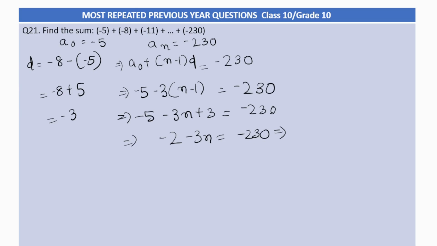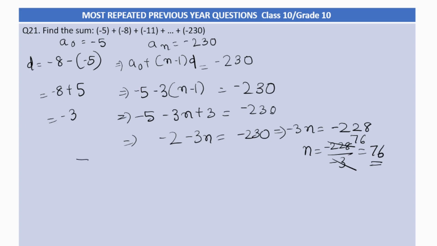So, if I take this minus 2 to the other side, it will become plus 2. So, minus 3n equals minus 230 plus 2. The difference will be minus 228. So, n value will be equal to minus 228 by minus 3, which is, 3 7s are 21, 3 6s are 18, so n value will be equal to 76. We know the value of n now. Minus minus will get cancelled because both are minus in the numerator and denominator.